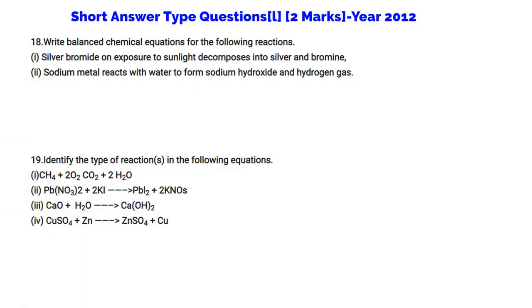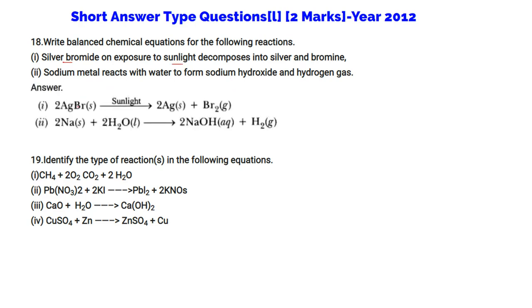Write balanced chemical equation for the following reactions. Silver bromide on exposure to sunlight decomposes to silver and bromine. So we have AgBr exposed to sunlight, it gives you Ag and Br, and since Br comes as Br2, we have to have a 2 here. That is why we have 2Ag.